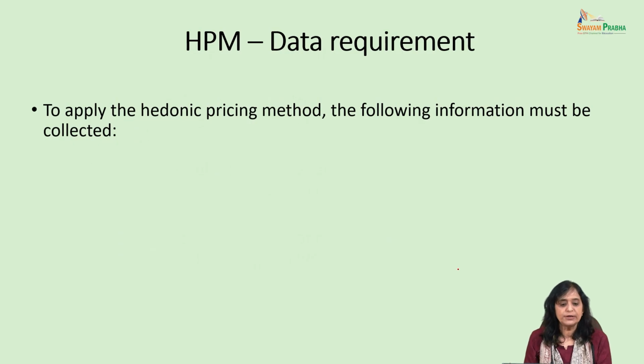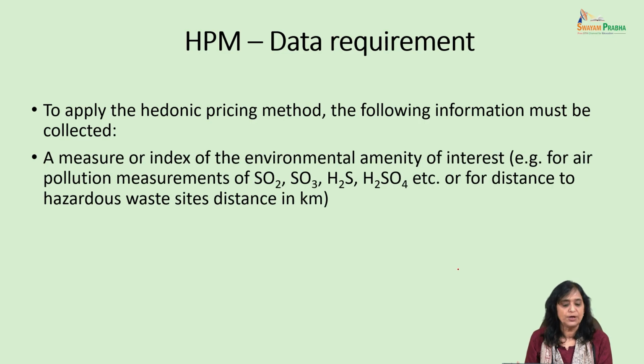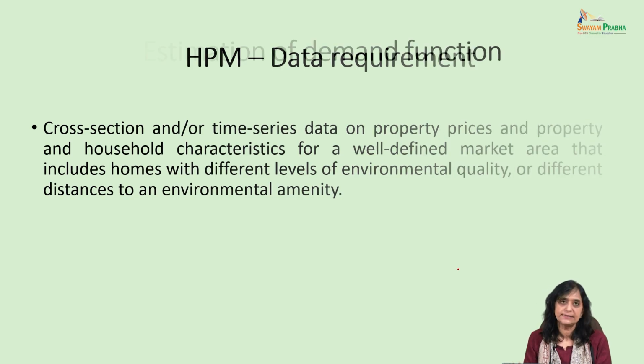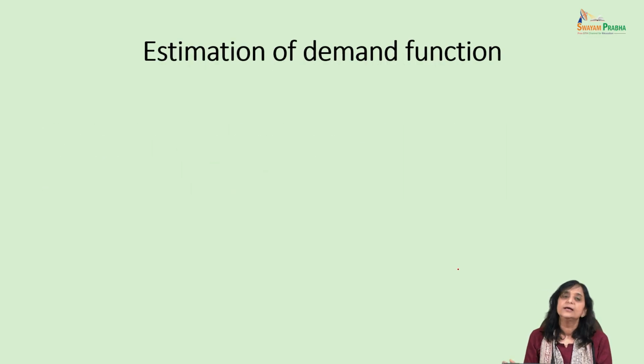Now, when we use the hedonic price method, we require certain information. For example, we need to measure the environmental amenity of interest. If you want to talk about air quality, we need to measure the level of various emissions or the distance from the waste site. We also need the time series data of the property price and household characteristics, so that we can compare the structure and the neighborhood characteristics and what has happened to the price. So the first step is over.